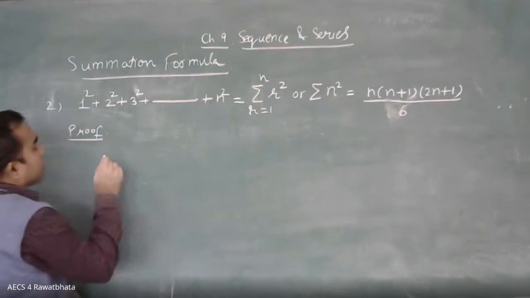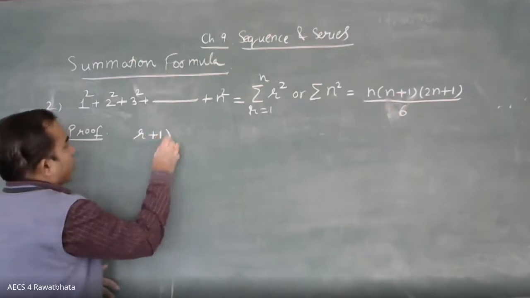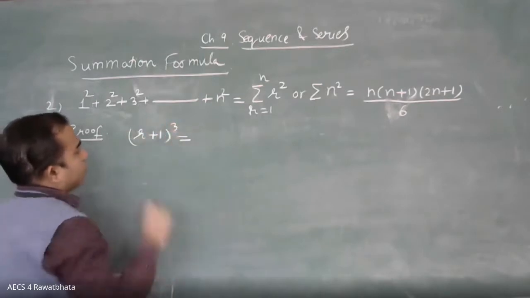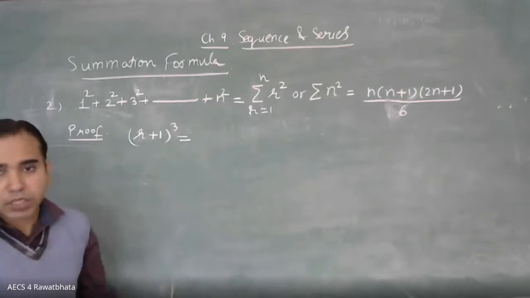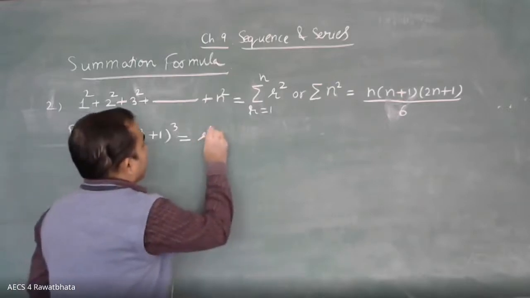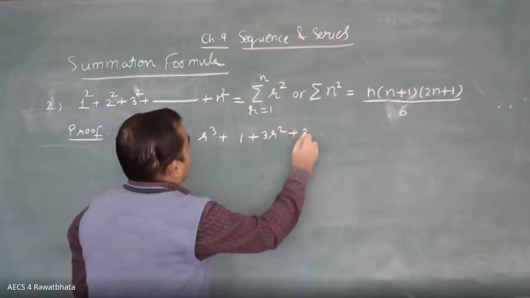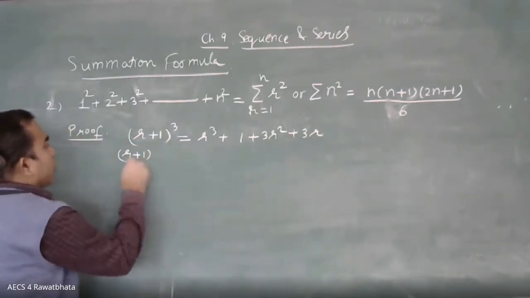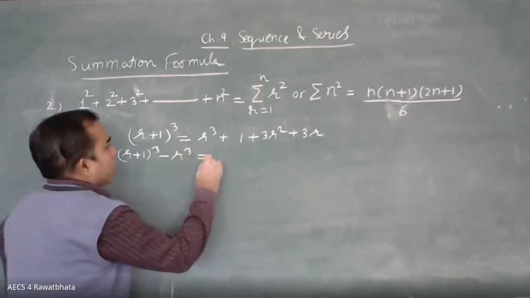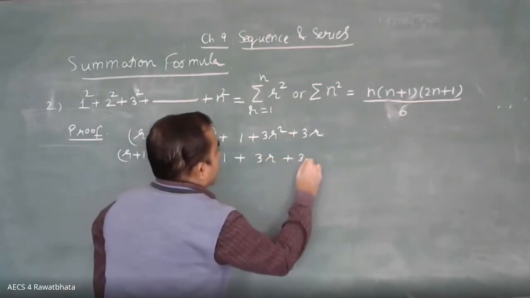And if you want to prove it, what we can do, let us find out r plus 1 whole cube. Why we are finding this, you will understand, just for the proof. Then it will be r cube plus 1 plus 3r square plus 3r. Right? So r plus 1 whole cube minus r cube will become 1 plus 3r plus 3r square.